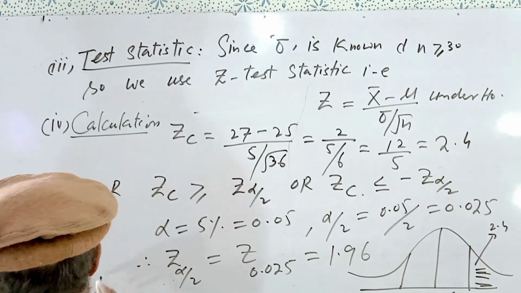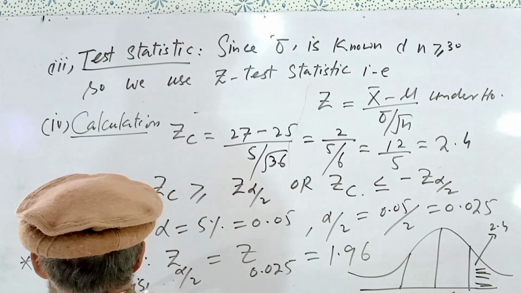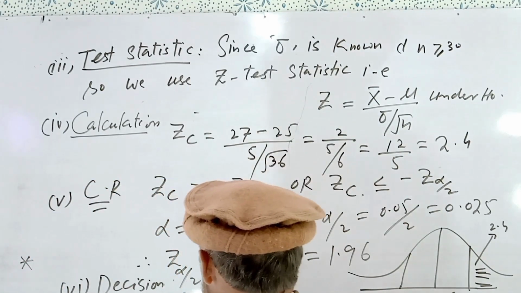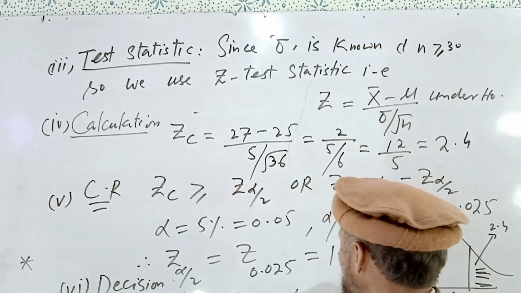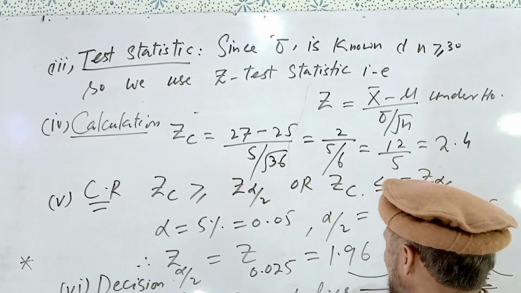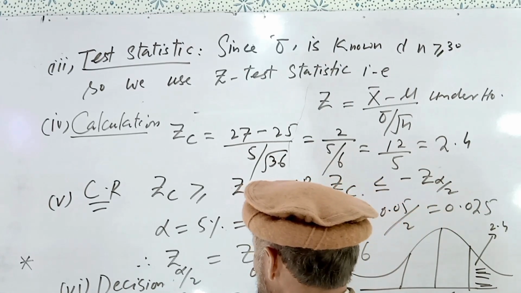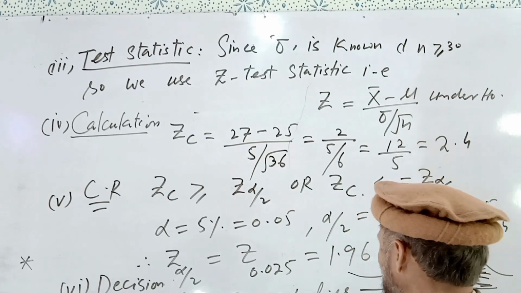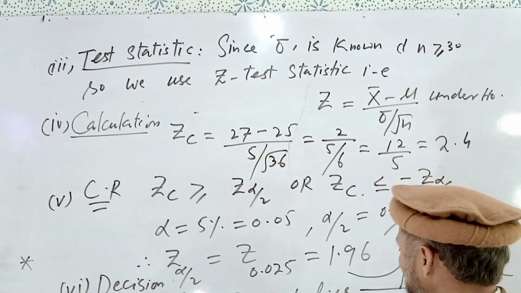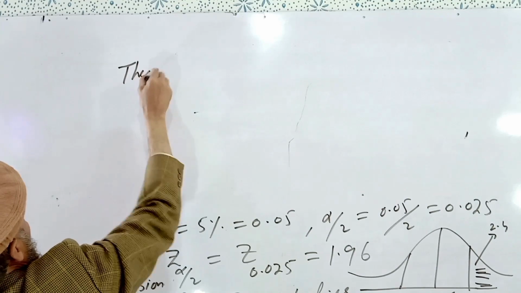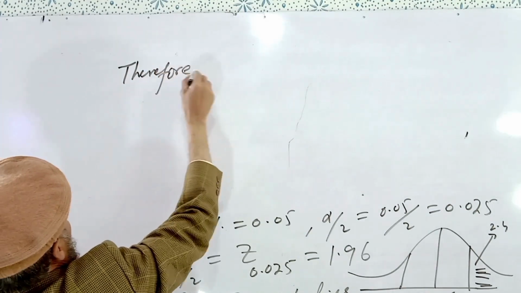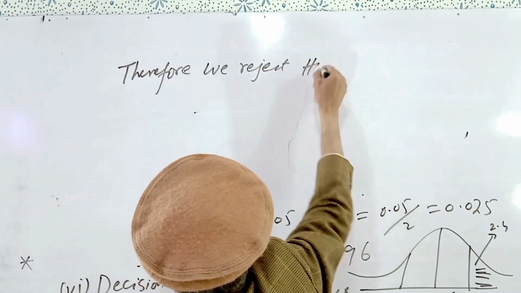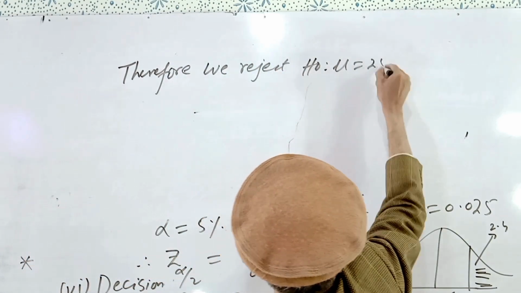Sixth step, the decision. Since ZC, that is 2.4, lies in the rejection region, therefore we reject H naught, that is, mean is equal to 25.